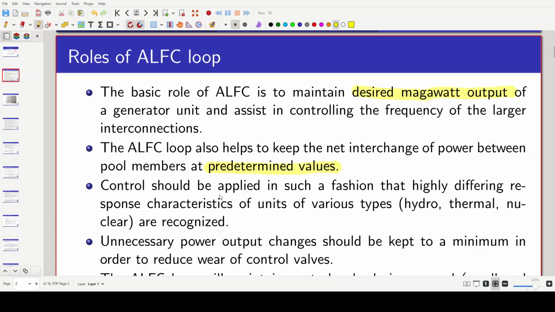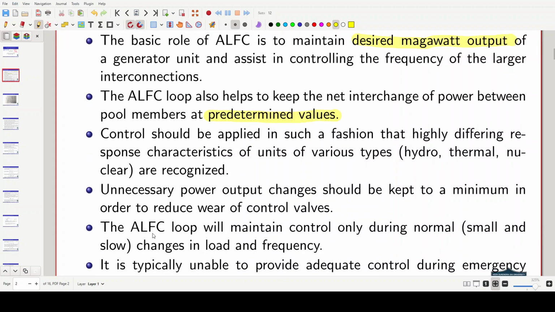Control should be applied in such a fashion that highly differing response characteristics of units of various types, hydro, thermal, nuclear, etc. are recognized. Okay, nuclear. Did you see? So you see, hydro, as he rightly said, it is very fast.